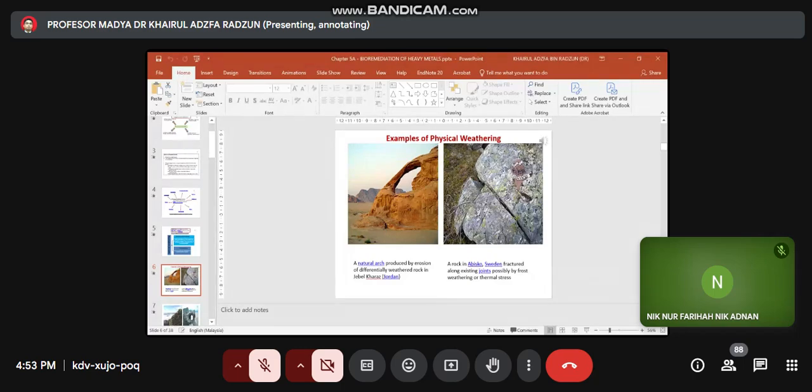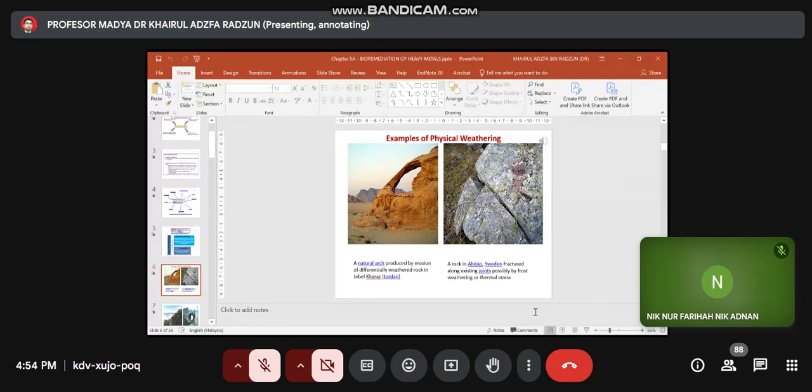Then we have this on the right side, a rock in Sweden. The place name is Abisko. You can see the fracture. This boulder has a big fracture at the center part, along the existing joints. This could be caused by frost weathering, because we know that Sweden is a four-season country, right? So it has all four seasons: summer, winter, spring, and also autumn.